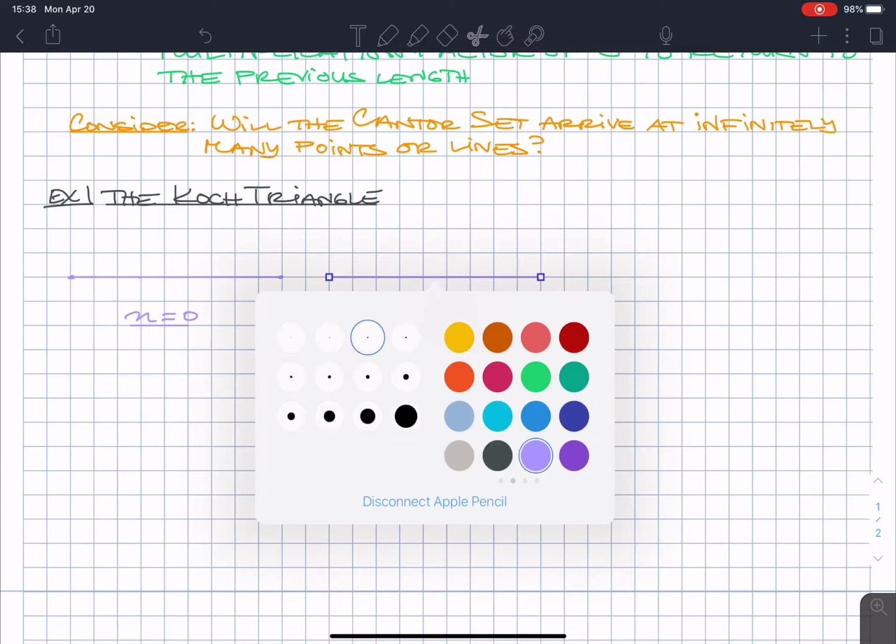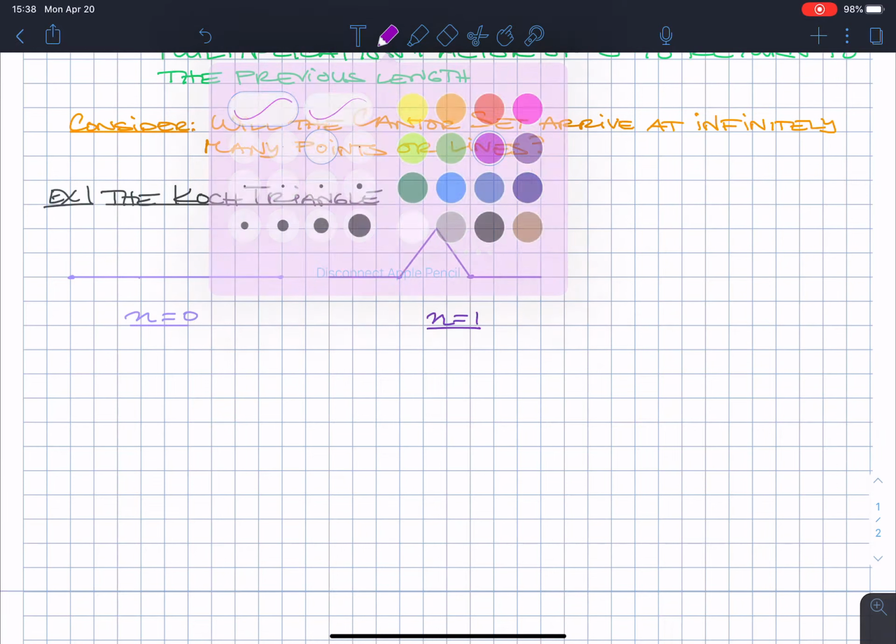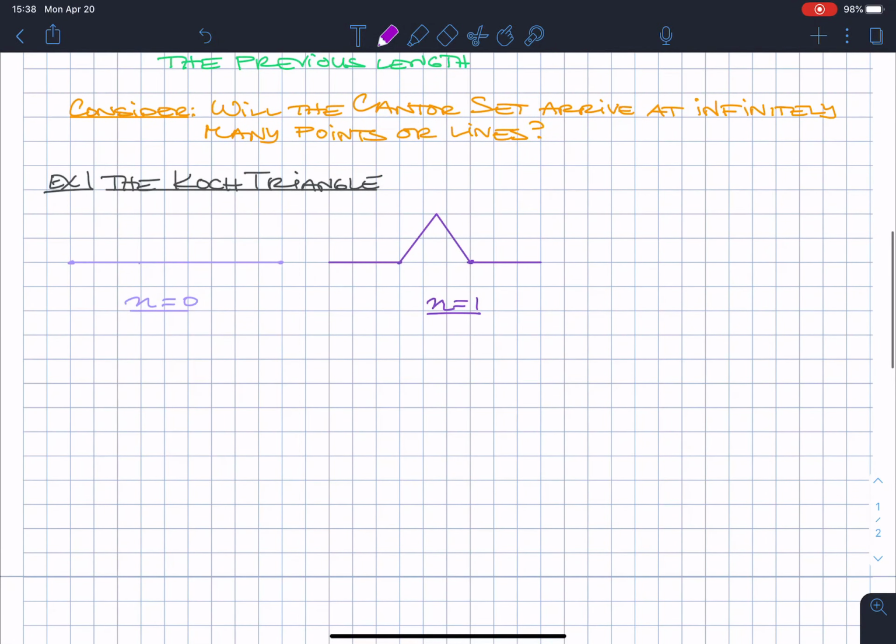And let's call it the darker purple. Similarly to the Cantor set, I'm going to remove the middle third. But when I remove that middle third, I'm going to create two parts of an equilateral triangle. So that's the first iteration. Now the second iteration, n equals 2: I'm going to take the previous iteration, which now has 4 distinct lines.